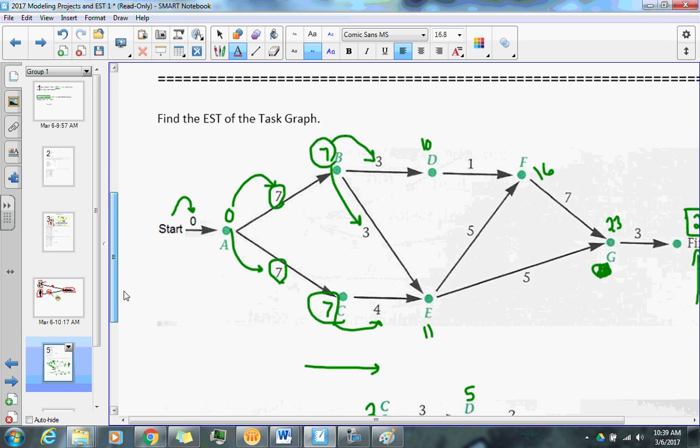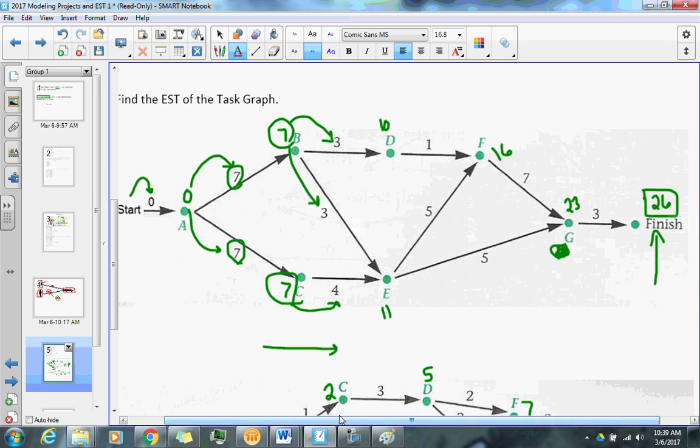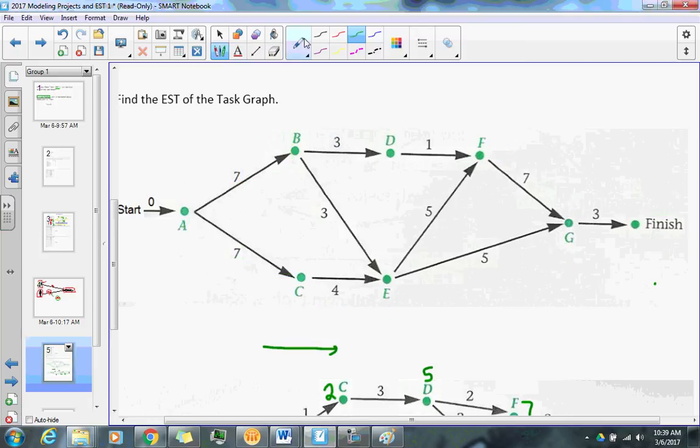Let's go to the second one that we used, which is this one right here. Let me clean this up. We're going to do the ESTs a little faster this time. B is 7, C is 7. So highlight both 7s. These are all my potential paths. D would be 10. So I'm going to highlight this path. Remember, they're all potential until you get to the finish.